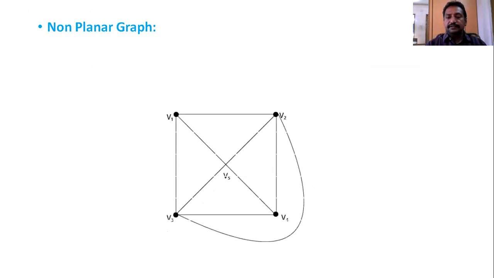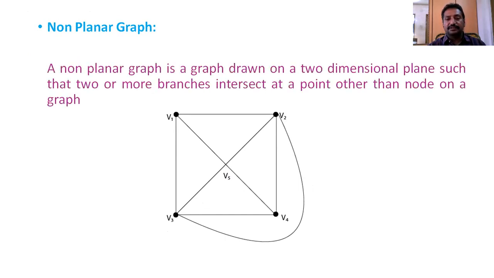Next, see the non-planar graph. See here, are any branches intersected? Yes, two branches are intersected to each other and form, at a point that is not a node, another node. A new node is formed. So such a type of graph is called a non-planar graph. A non-planar graph is a graph drawn on a two-dimensional plane such that two or more branches intersect at a point other than a node. See here, there is no node but one is formed on the graph.